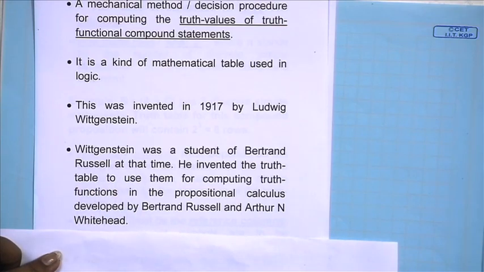This Wittgenstein, if you recall my lecture on the history of symbolic logic development, then you will recall that Bertrand Russell is the founder of symbolic logic, and under him Wittgenstein was one of the doctoral students, and he invented the truth table to enable Russell's propositional calculus to mechanically compute the truth value of the compound propositions. This was the goal, and this is how we got it.